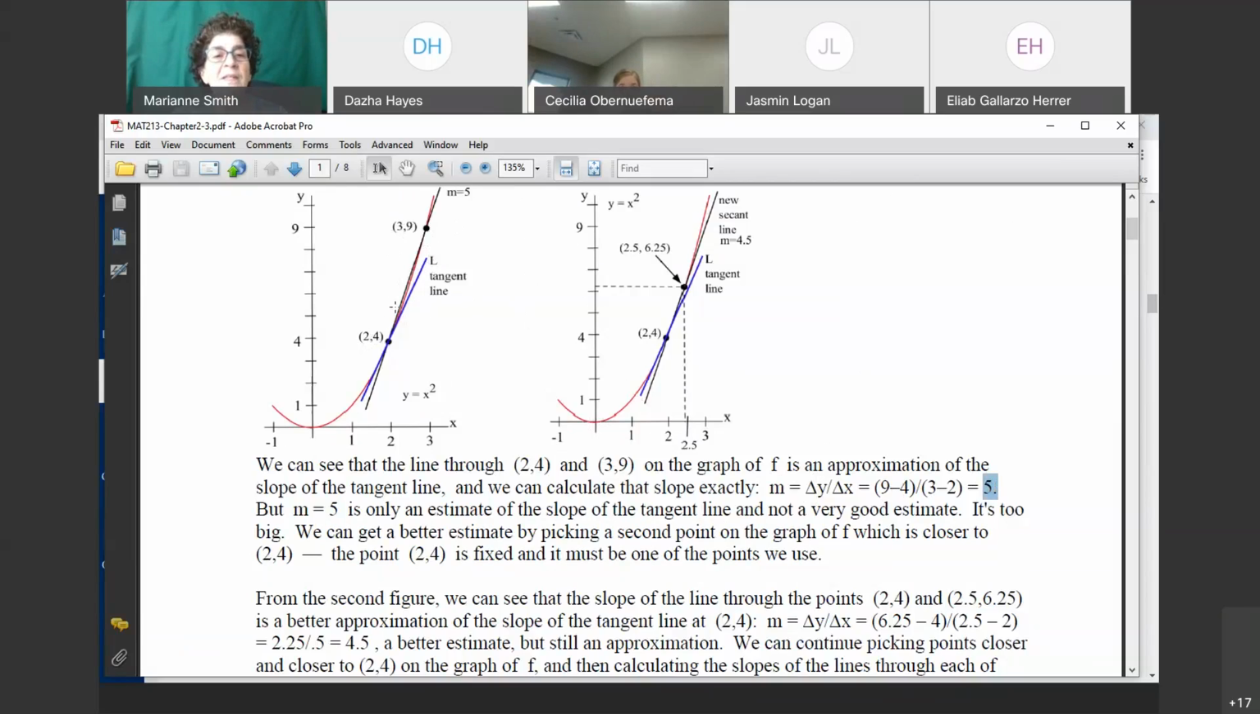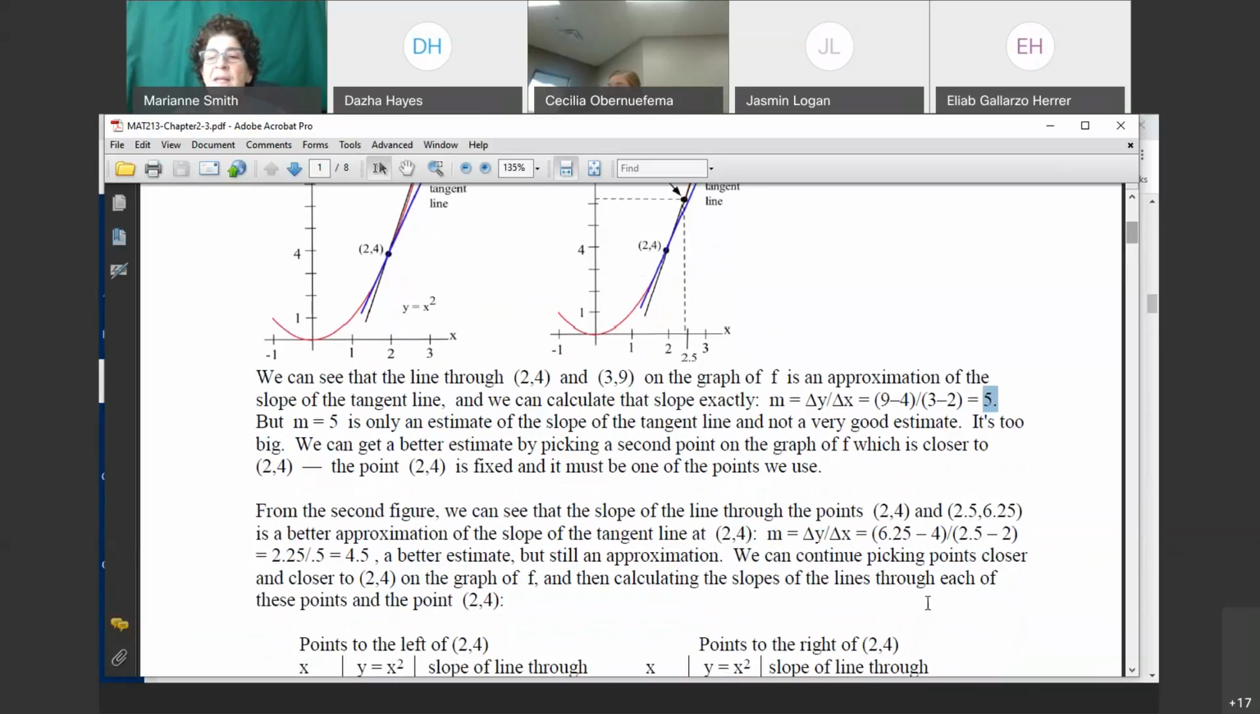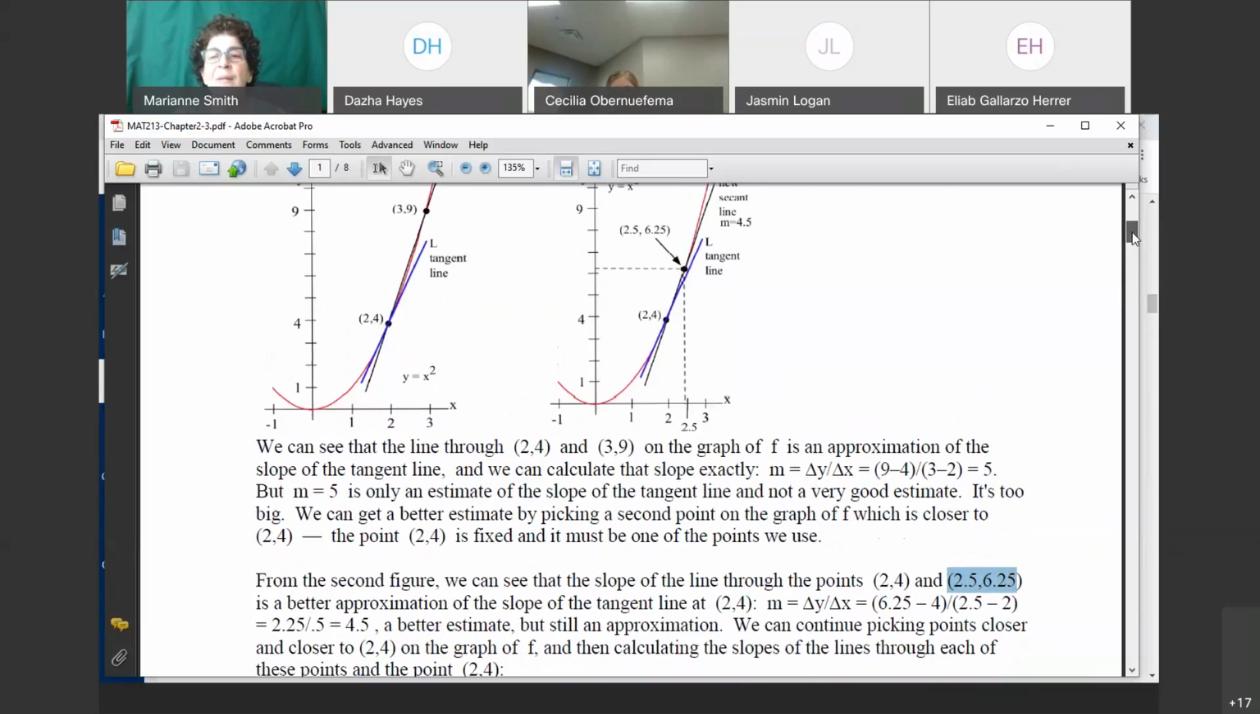And again, we could see this had a pretty steep slope, the black line. And like they say, it's an estimate, and it's not so good, because you can see these 2 lines obviously have a different slope. So here's where they're picking a slightly closer point to (2, 4). Notice you can't move the (2, 4). That point stays the same. And they're picking this point, (2.5, 6.25), and they're trying to get a better estimate of the slope.